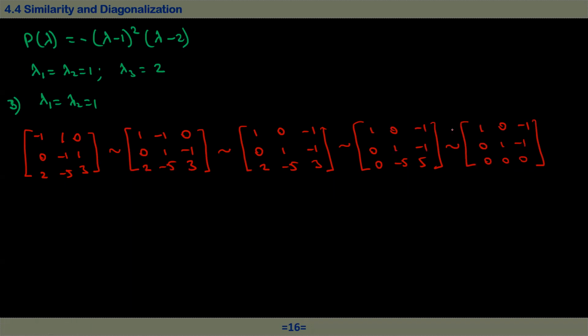So from here, let me just write eigenvectors for lambda 1 equals lambda 2 equals 1. The eigenvector is what is it? Equals from here, x1 minus x3 is equal to 0. x2 minus x3 is equal to 0. That means that x1 equals x3, x2 equals x3, all are equal to each other. So actually, one basis vector is this, 1, 1, 1.